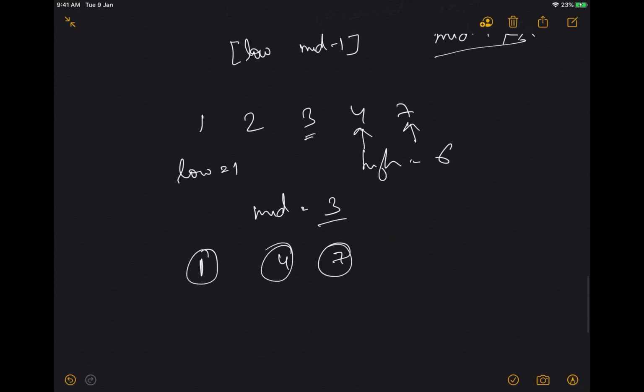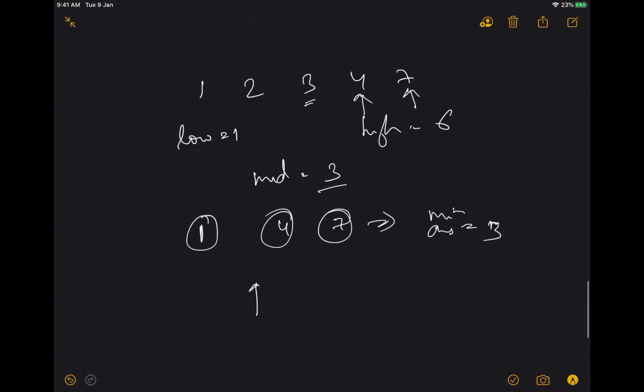So we were able to place all the m balls at these positions 1, 4 and 7. So mid is our answer, that is answer equals mid, which is nothing but 3. Now we have to check for a better answer. So we move our low bound from 1 to 4, and the high is 6. So 6 plus 4 is 10, 10 divided by 2 is 5.